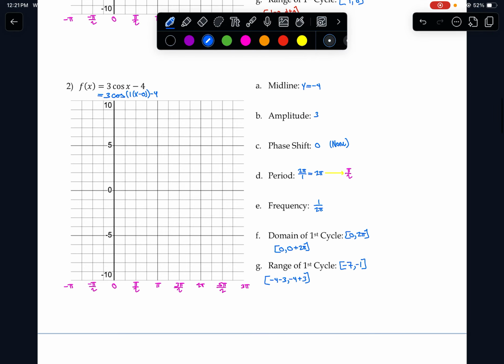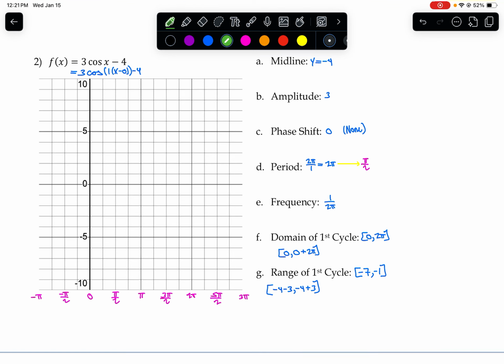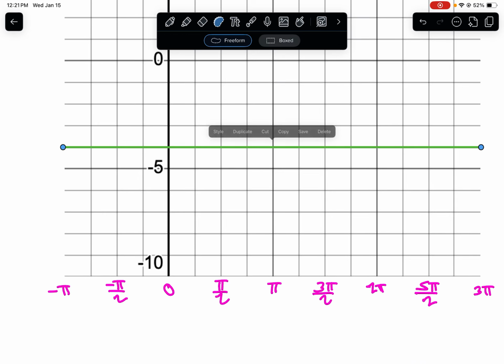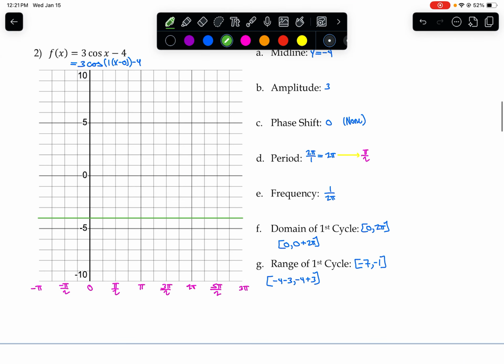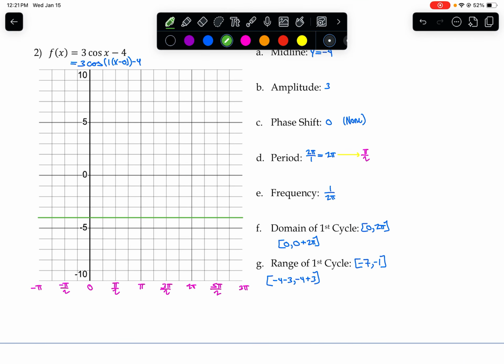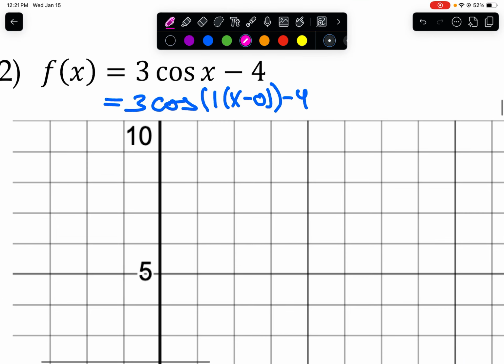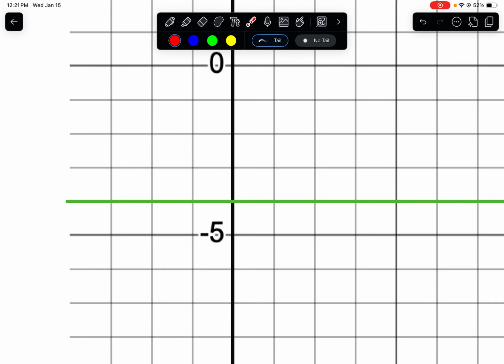All right, so now let's go ahead and plot. So I'm going to start with my midline at -4. I missed. Everything's fine. Excuse me. There we go. All right, and then we are ready to start plotting our points. So what you got to remember is we are dealing with a positive cosine. So that tells us we're going to start at a high point, then a midpoint, low point, midpoint, high point. All right, so from the midline, we're going to start with a distance of 3. So I'm going to go 3 up. So from the midline, 1, 2, 3. That's my first point right here.